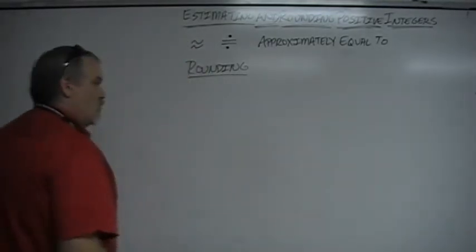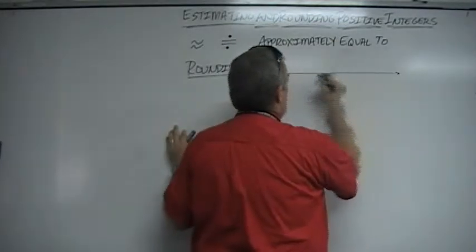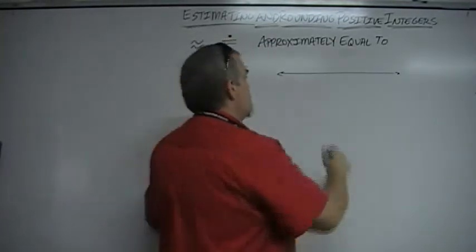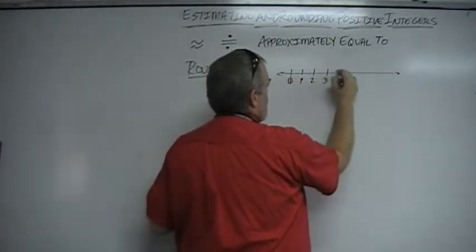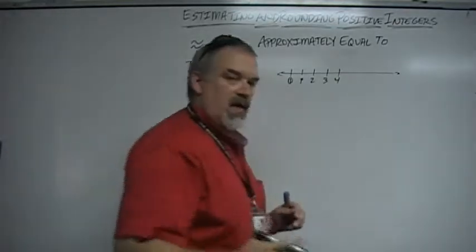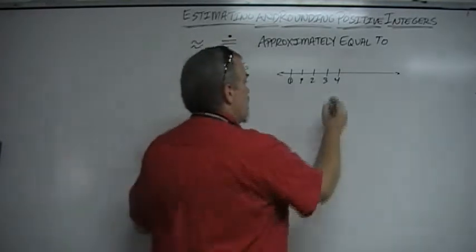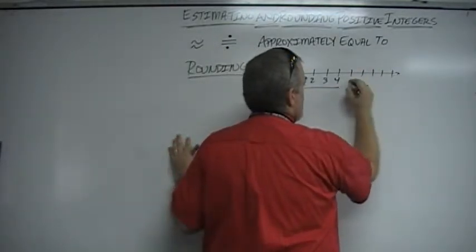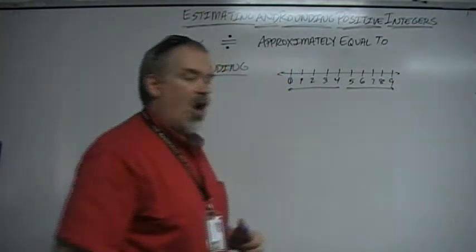When we think about rounding, we think about it this way. We look at the digit that we're dealing with, and if that number is 0, 1, 2, 3, or 4, then we round it down, or we leave the number just the same. So these go down, and 5, 6, 7, 8, 9, those numbers all go up.